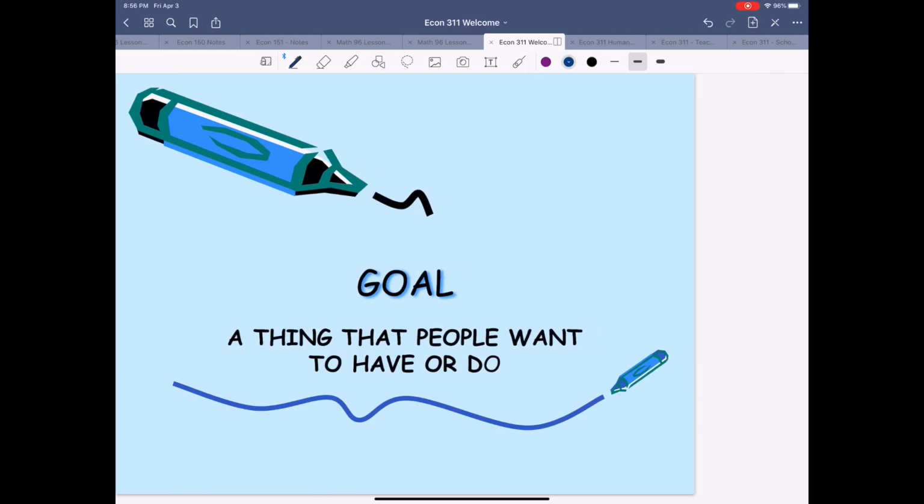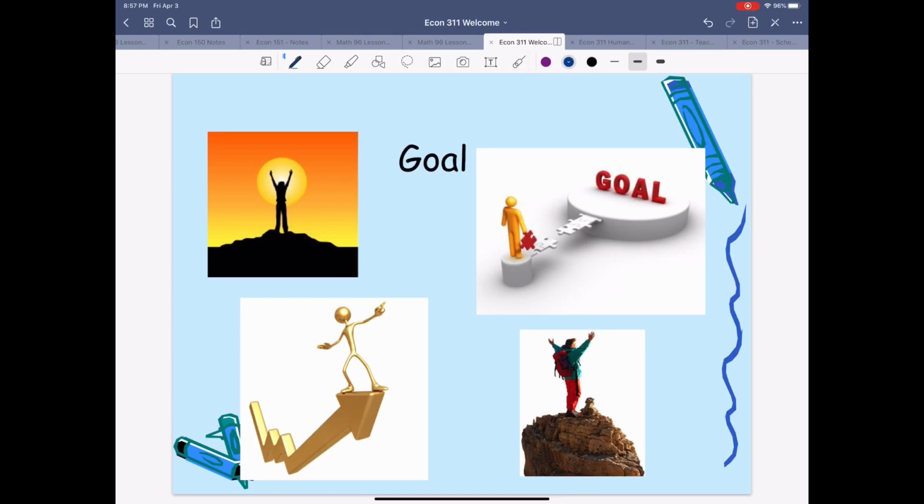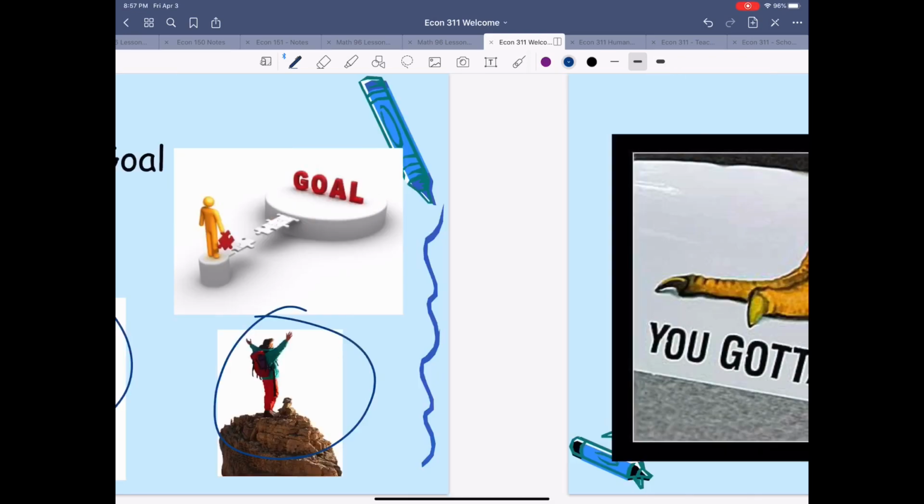So a goal is defined as something that people want to have or do, and there's lots of imagery attached to goals. Often a goal is seen as achieving a pinnacle of something. I like this photo here because not only has he achieved something, but noticed that this figure here is pointing off to something in the future, which means that goals don't necessarily have an end point. They tend to be something where you stop for a moment and you continue on. But goals are certainly important, and our students need to understand what they are, and short-term, long-term goals, all of it. It's important for them to have a good understanding.